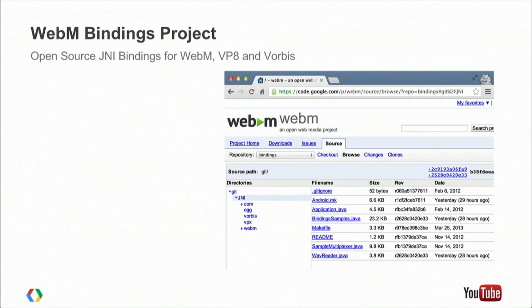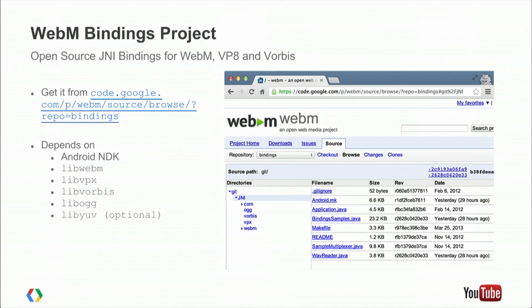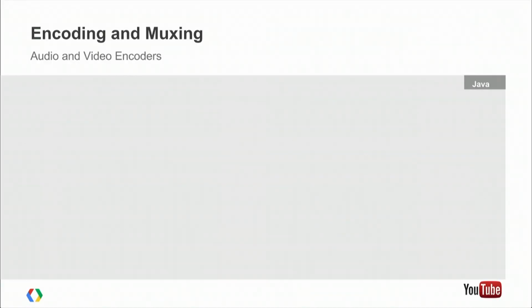One thing that is very useful on Android is that our WebM engineers have actually created JNI bindings for the encoder, both the Vorbis encoder as well as the VP8 encoder. And you can fetch that from code.google.com. That is a JNI wrapper. It has dependencies on a few of the native libraries, but this is what actually provides you really nice performance. And this is what we used in our application.